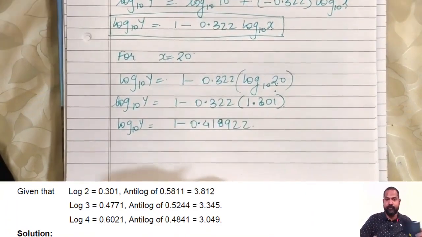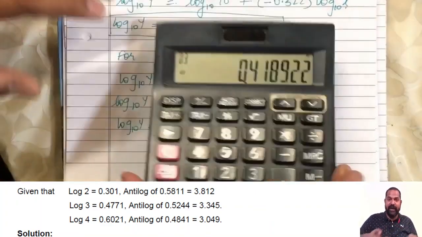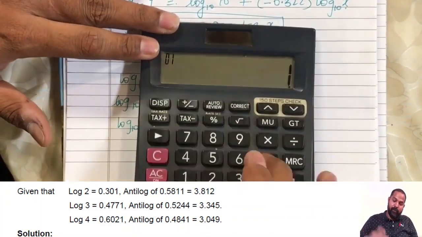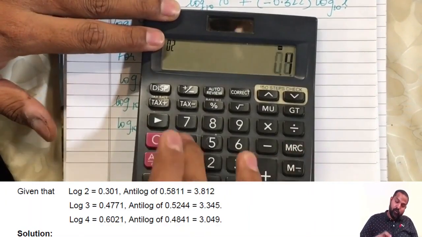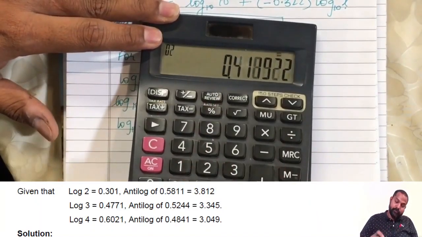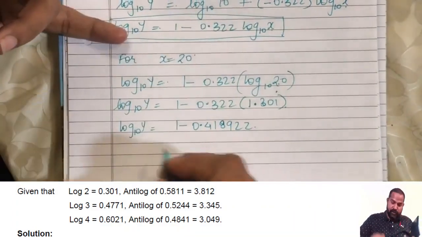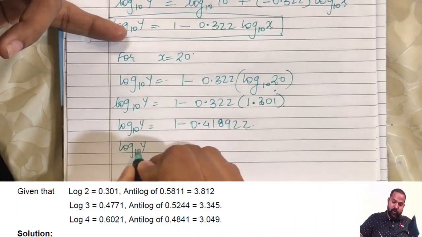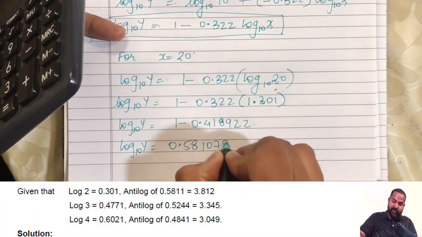0.418922. So 1 minus 0.418922 is 0.581078. So I get log of y to the base 10 is 0.581078.